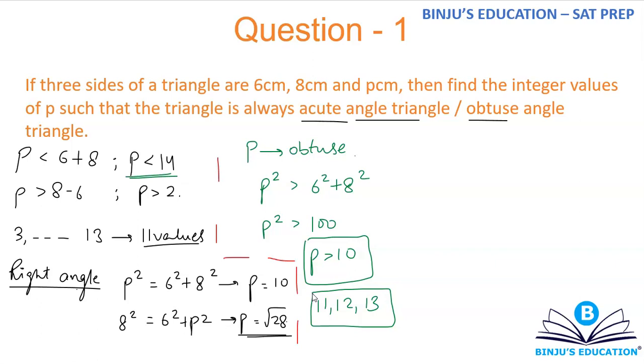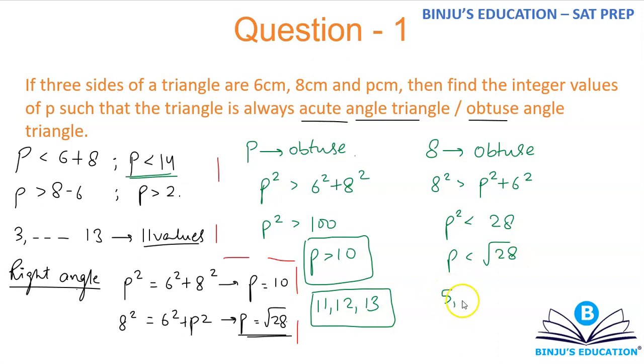Alright. Now the last case, when we are going to take 8 as obtuse. So I'm going to have 8 square greater than p square plus 6 square. So I want p square to be less than 28, which means p is less than root 28. Now root 28 is somewhere around 5.3, 5.2. So p can have values such as 5, 4, and so on. And I also know that p has to be greater than 2, which means the only three possible values for p in this case are 5, 4, and 3.